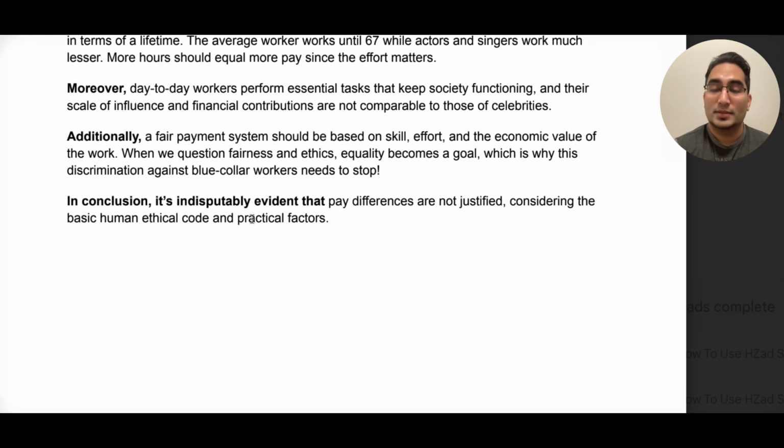In conclusion, that's a template. It's indisputably evident that, and guys, I want you to emphasize it just like that. It's indisputably evident that, and then you continue, because you want to show that emphasis. Pay differences are not justified, considering the basic human ethical code and practical factors.